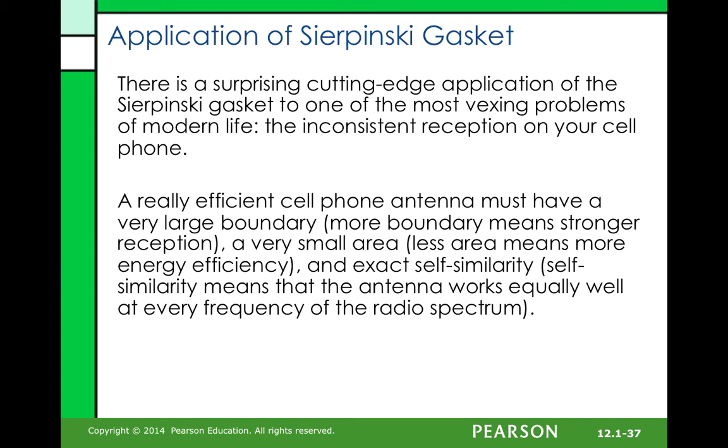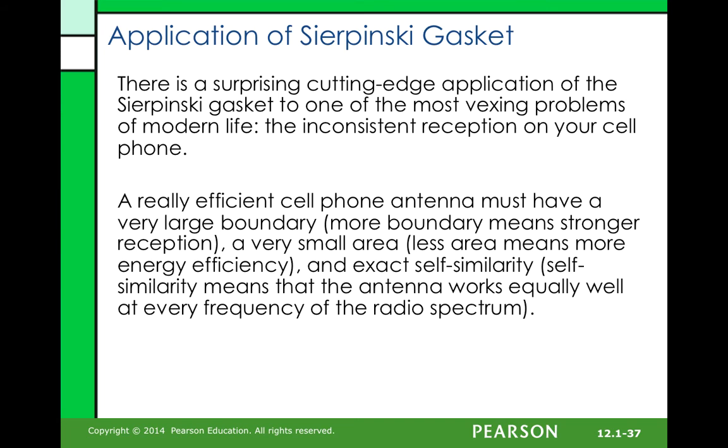It's very strange. So there's a surprising application of the Sierpinski gasket to one of the most vexing problems of modern life, the inconsistent reception of cell phones. A very efficient cell phone antenna must have a very large boundary. More boundary means stronger reception, but a very small area. Less area means more energy efficiency. And it needs to be self-similar. So self-similarity implies that the antenna works equally well at every frequency of the radio spectrum.